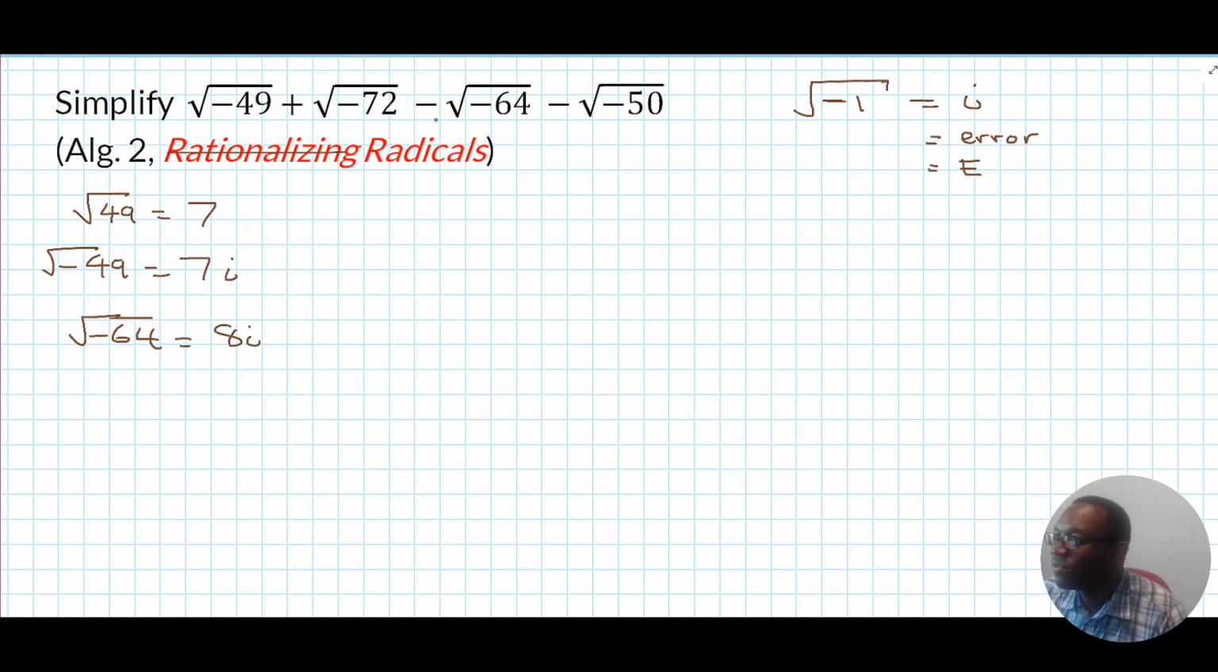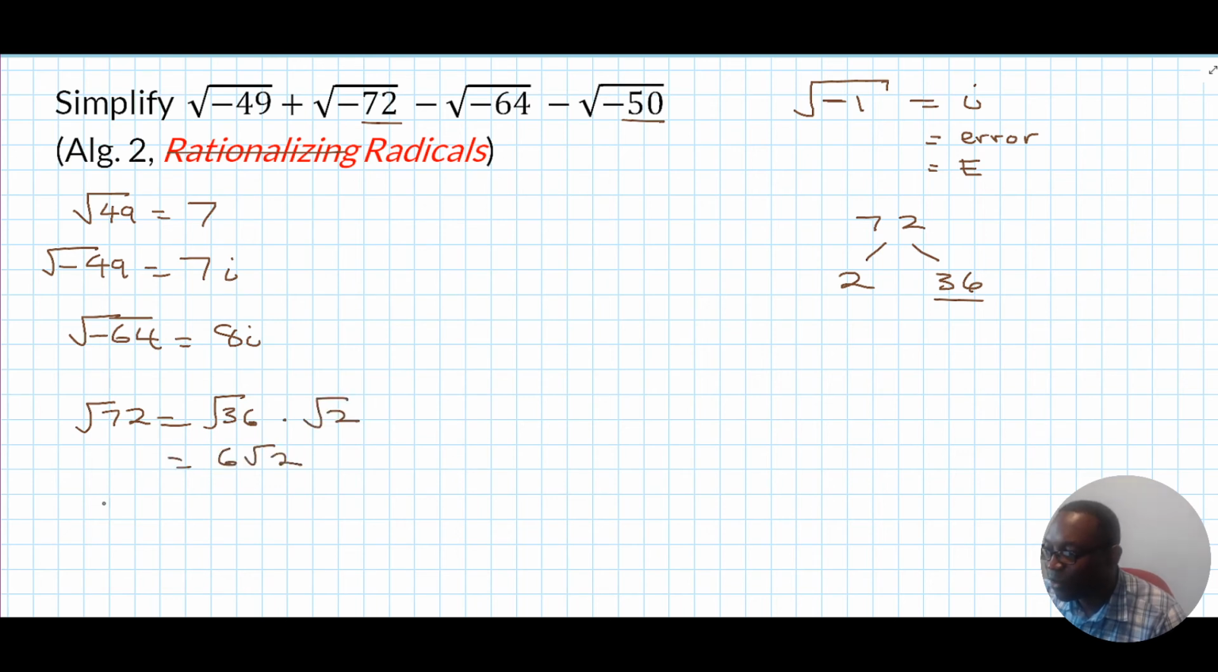Now let's look at the square root of 72. For a number like this that is not a perfect square, let's focus on 72 and 50. These are numbers that are not perfect squares, so we have to represent them as radicals. So here we're going to have 72. You have 2 multiplied by 36. So actually you can stop here, because 36 is a perfect square. So the square root of 72 is going to be the square root of 36 multiplied by the square root of 2, which is 6 square root of 2. So for negative 72, your square root is going to be 6i square root of 2.